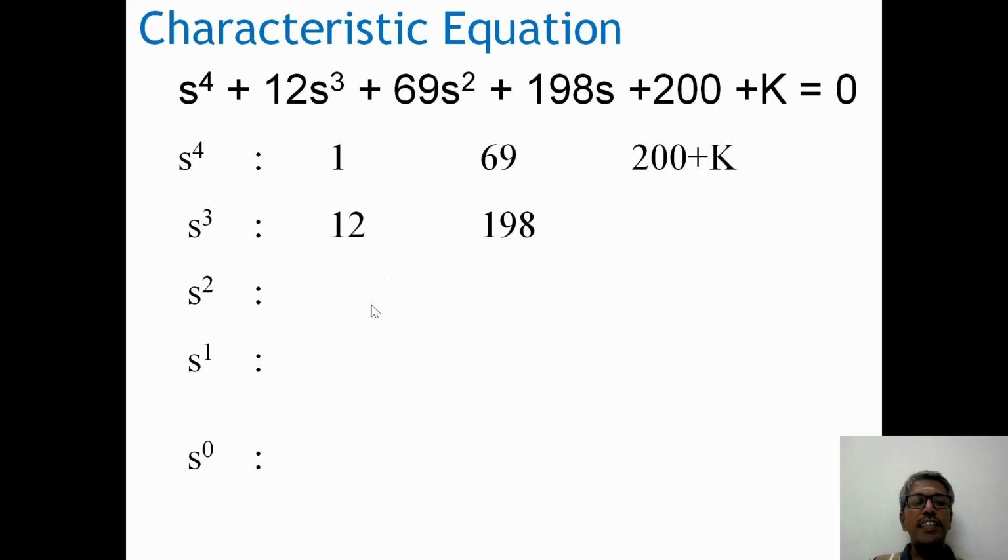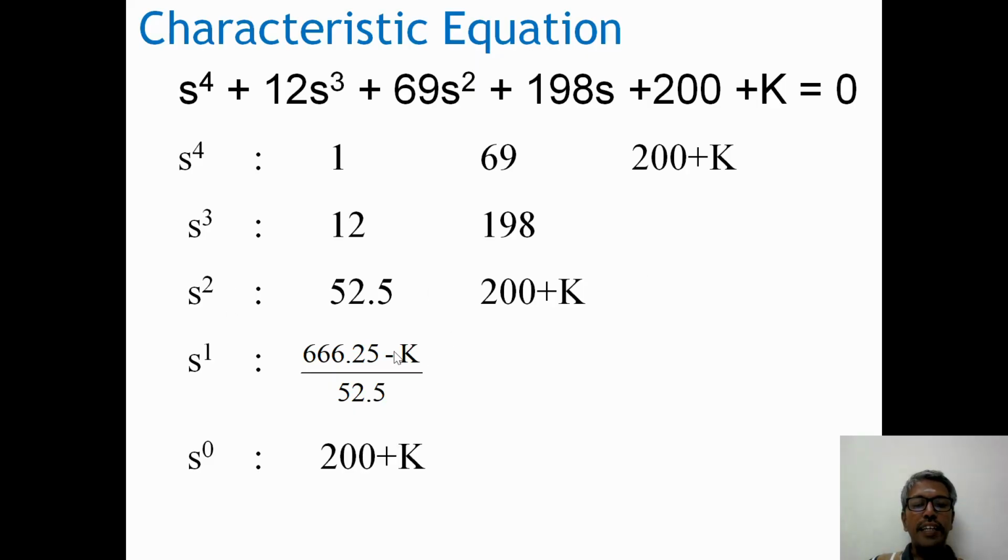Next you have to find the third row by using the cross multiplication formula: (12 into 69 minus 1 into 198) divided by 12. So you get 52.5. Similarly, for the next row, you compute (12 into 200K minus 1 into 0) divided by 12, so we get 200K. Similarly, you have to find the next s^1 value, then s^0.